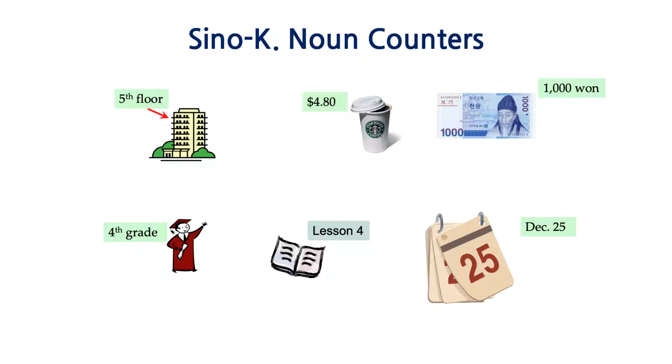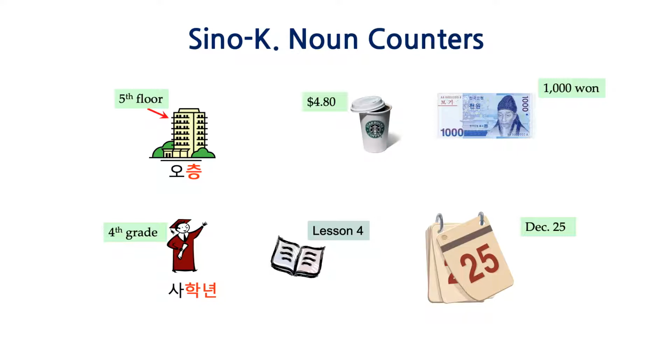So first of all, fifth floor. Floor is 층, right? So when you talk about floor, you use Sino-Korean number. So it's gonna be 5층, right? And we talked about this a lot. 학년, your school year, right? So if you're 4th grade or senior, then you say 4학년, right?